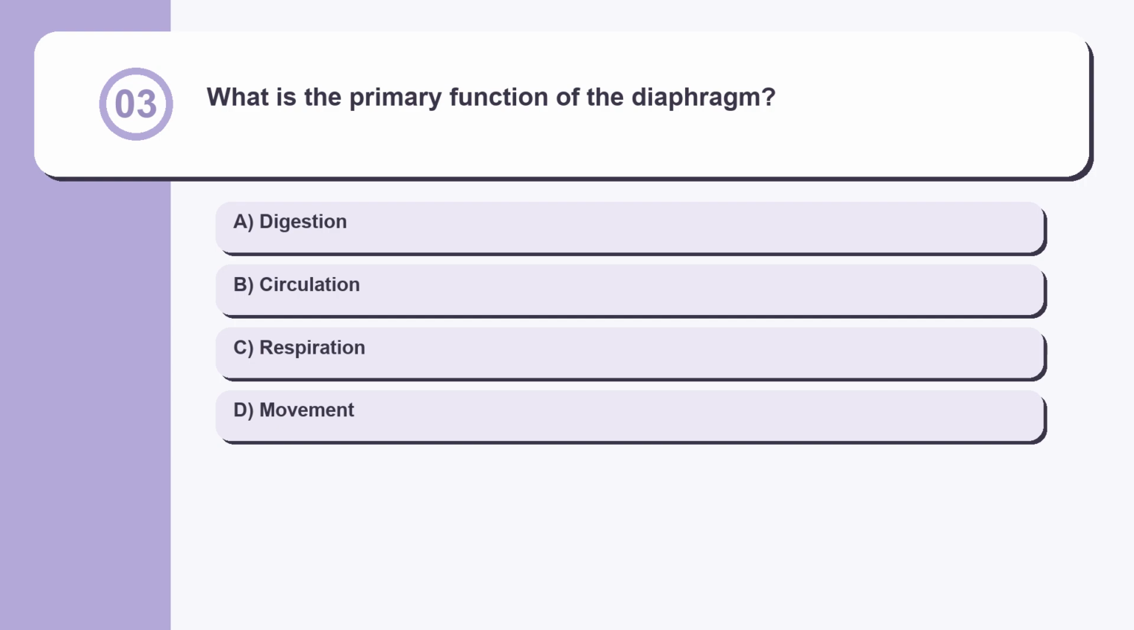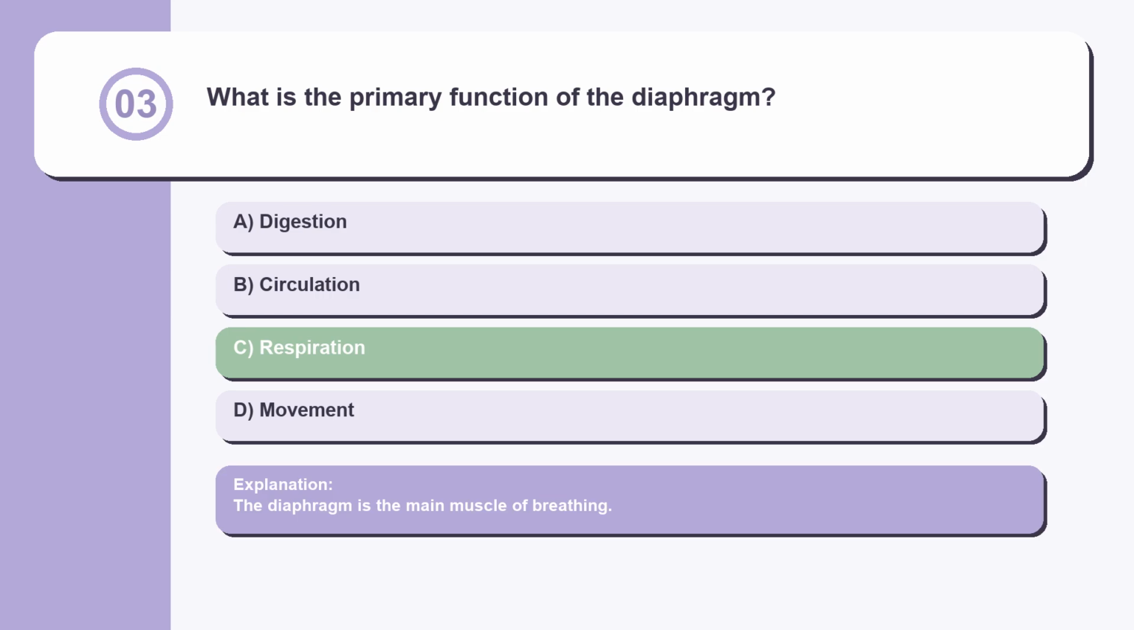Question 3. What is the primary function of the diaphragm? Digestion, circulation, respiration, movement. The diaphragm is the main muscle of breathing.